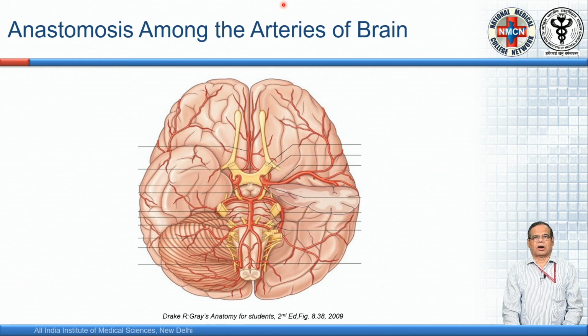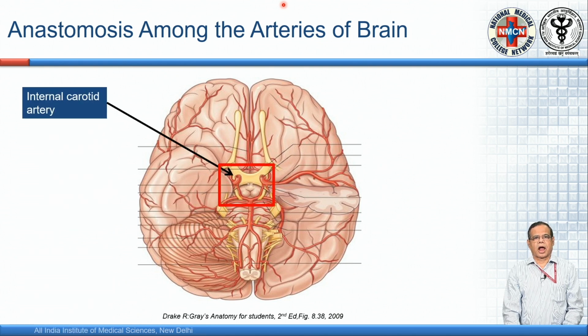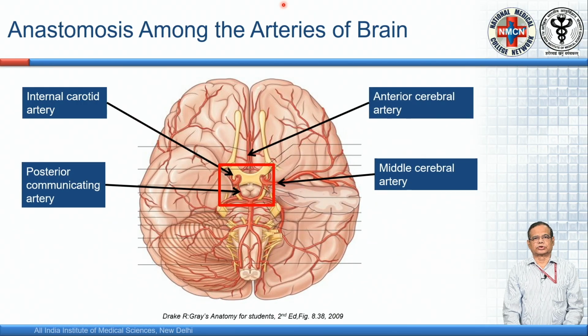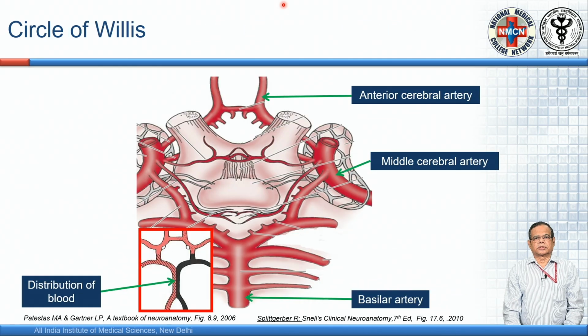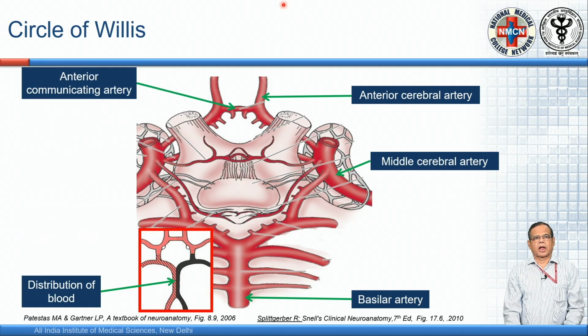Anastomosis among the arteries of the brain. The branches of the internal carotid and the vertebral arteries join to form the arterial circle of Willis. It lies at the base of the brain in the interpeduncular fossa. The circle of Willis is formed by the branches of the internal carotid and the vertebral arteries.